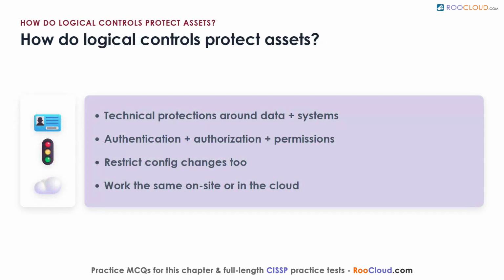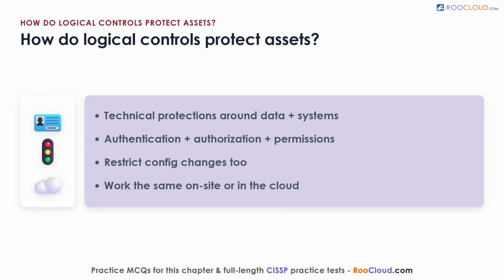What do logical controls handle instead? Logical controls are the technical protections around information, systems, devices, and applications. They include authentication, authorization, and the permissions that follow. Only someone who can authenticate reaches the data, and permissions decide exactly what they touch.